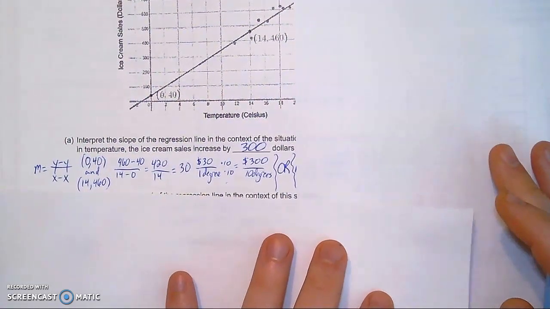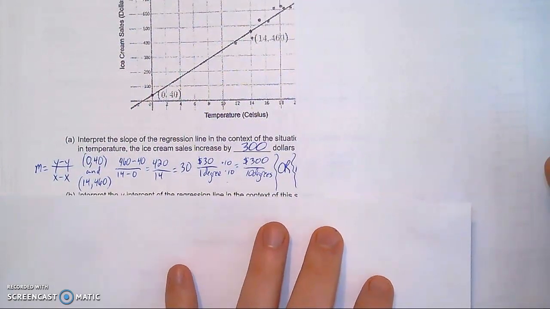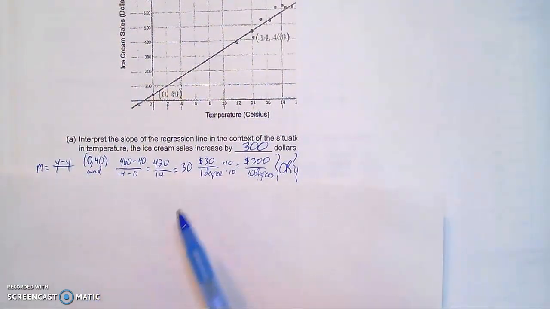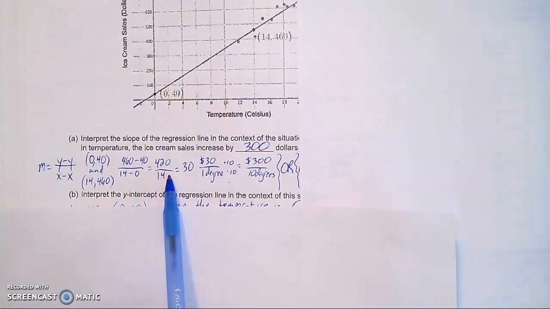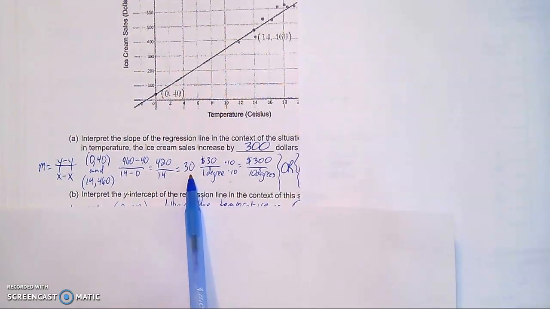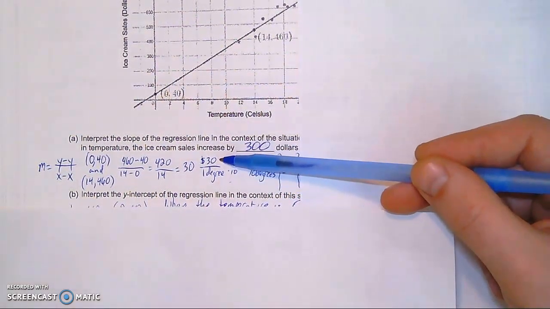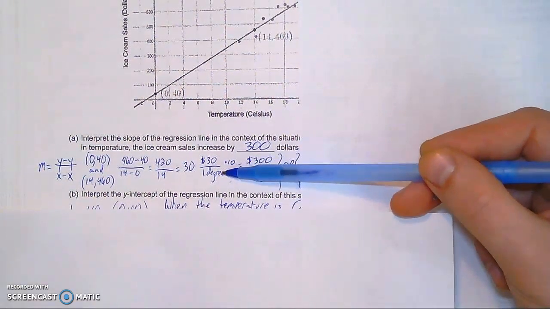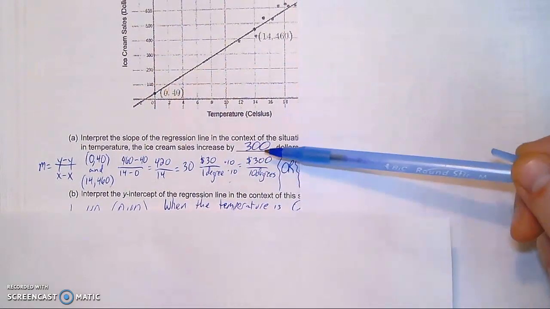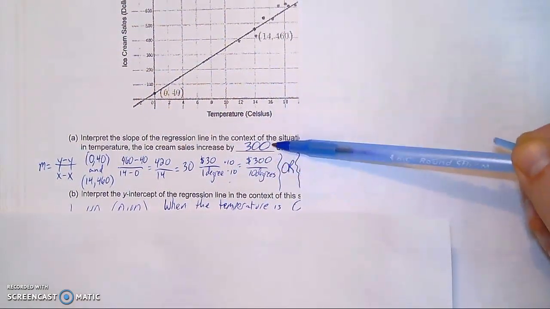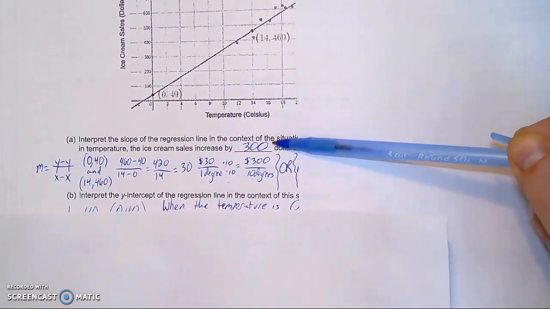So one option, if you did y minus y over x minus x, was if you picked the points 0, 40 and 14, 460, you can see the y minus y over x minus x, and that worked out to 30. Now what did that mean? That's 30 on top, that's a y value, that's dollars, over 1, and that's 1 degree on the bottom. But they didn't ask us about 1 degree, they asked us about 10 degrees. So then I multiply by 10 and multiply by 10, and I can see it as $300 for 10 degrees. That's why I filled in 300 right there.